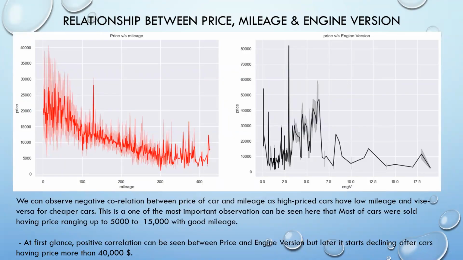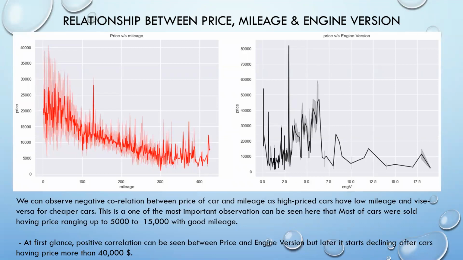Further, we plot a relationship between price, mileage, and engine version. We can see a negative trend between price and mileage, where when price increases, the mileage of the vehicle decreases. Even in the range of 5,000 to 20,000, the highest mileage cars were sold, and when the price increases after $25,000, the drastically grown mileage has affected sales badly.